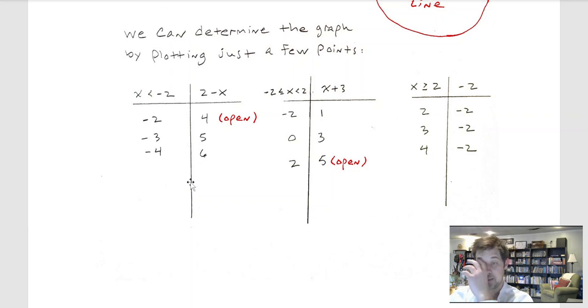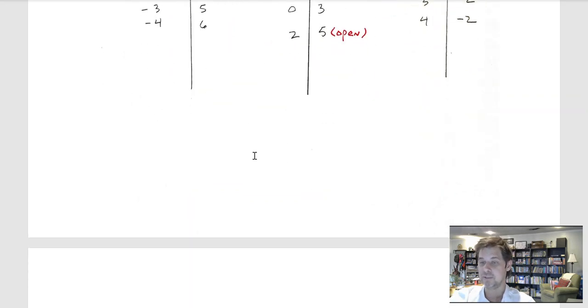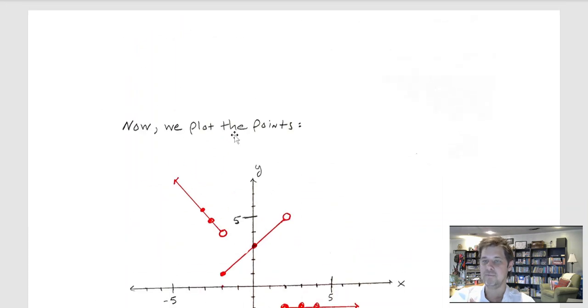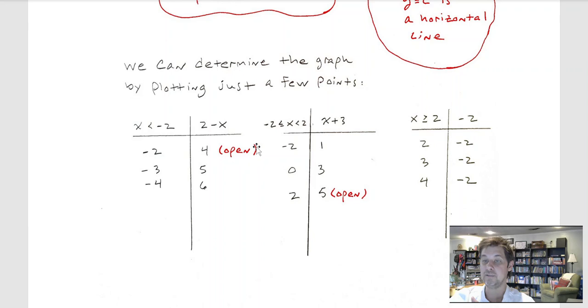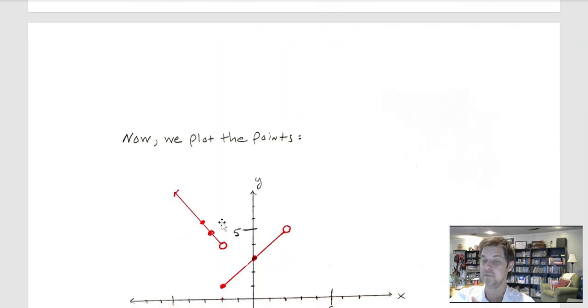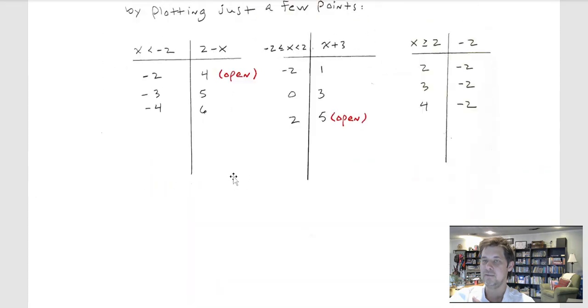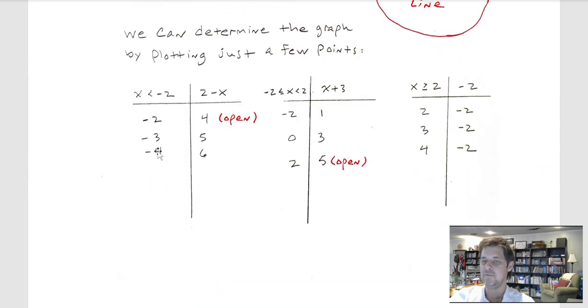All right, now I got way more points than I need right now, okay? And I'm going to plot them now, and I'm going to see what it looks like. So here they all are. There's that first point, negative 2 and 4, right? But that should be open. Notice how I drew it with an open circle. And then these other two right here, that's going to be negative 3 and 5, negative 4 and 6.